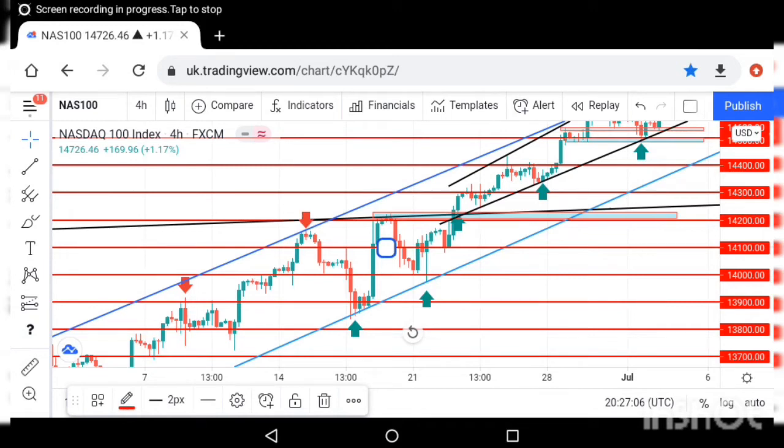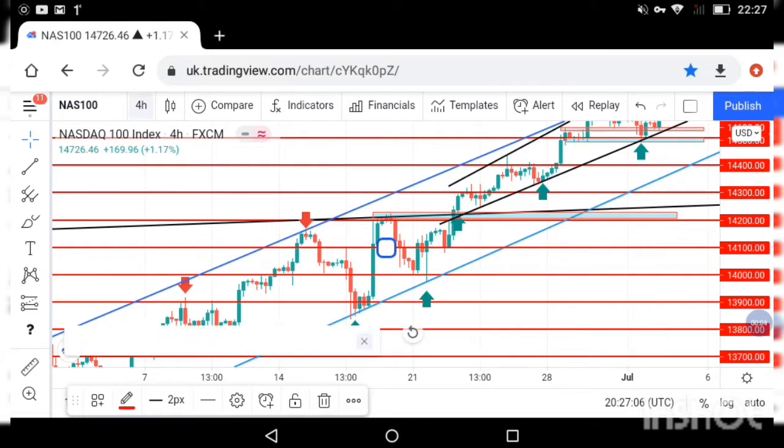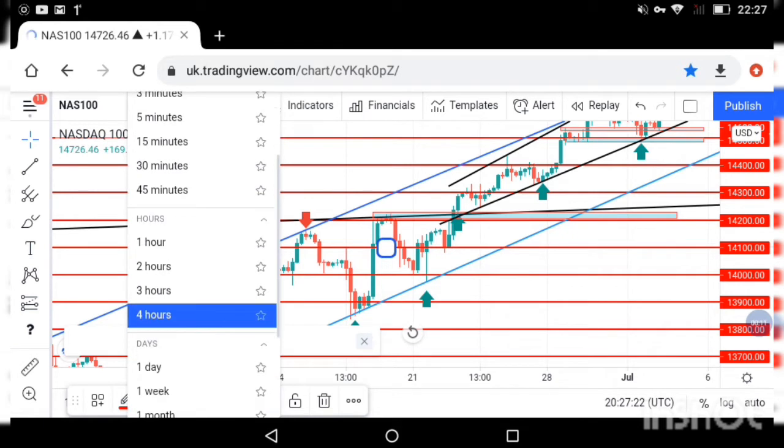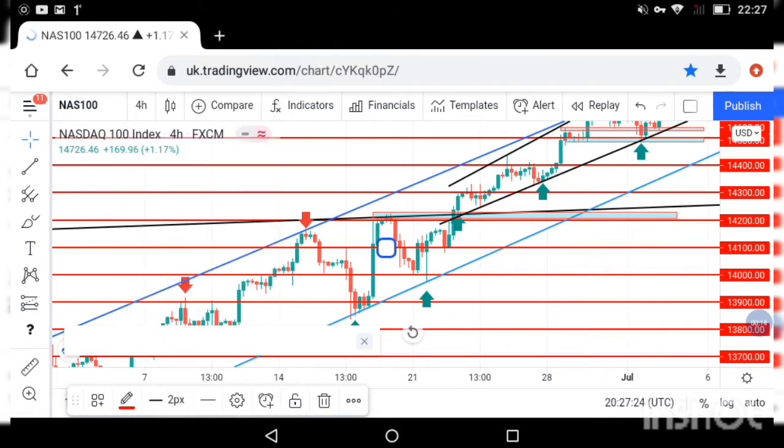NAS 100. I'm going to start on the 4-hour time frame for structure. This is a very simple analysis on NAS. As you can see, we are on the 4-hour time frame, and we are looking for structure. Structure is the overall move of the market. Where are we going?